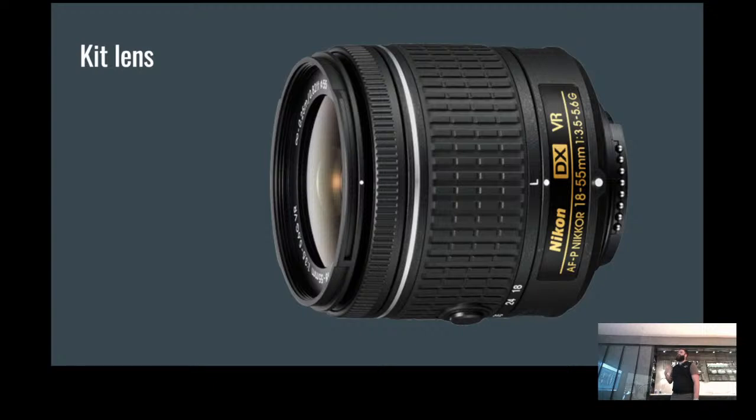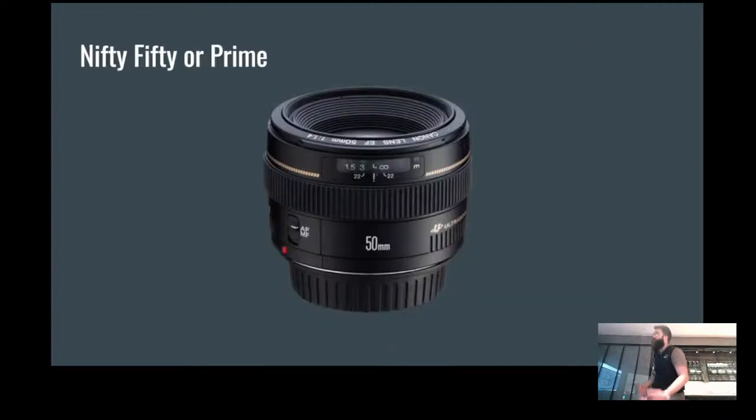For someone, again, who is not concerned about that background blur and they just want a nice lens to get started, this is more than enough. For the person who wants to take portraits and isn't really looking to zoom and they want to get some of the highest quality images and background blur that they can, a Nifty 50 or a prime lens is perfect for that. Now, this isn't a 50mm.